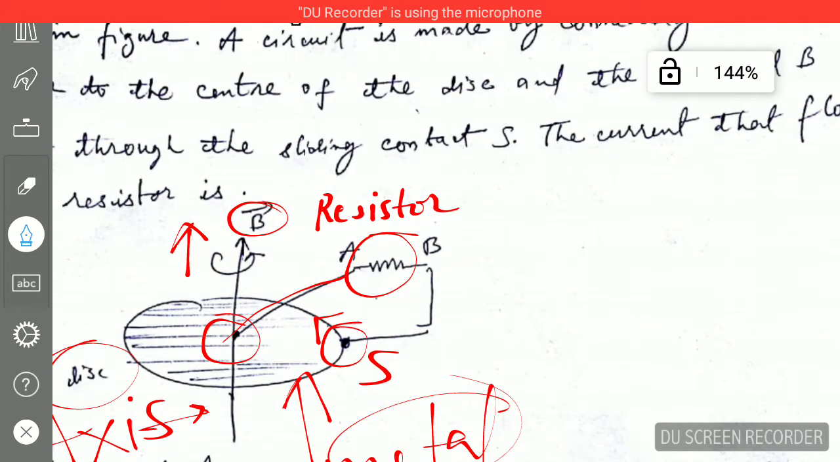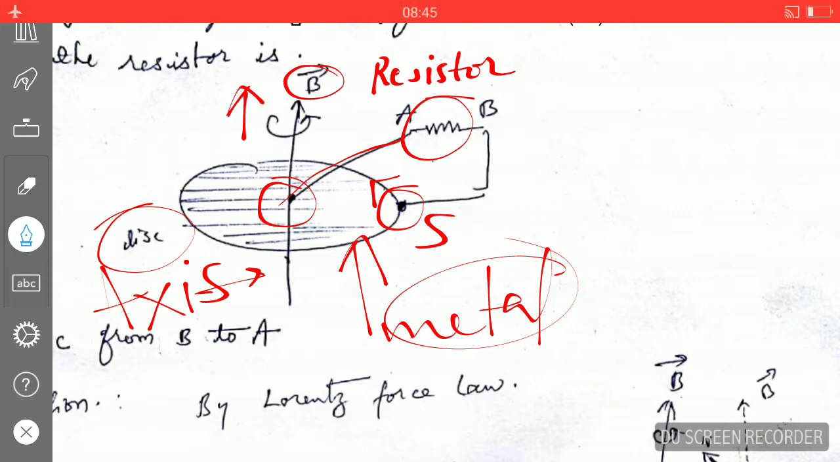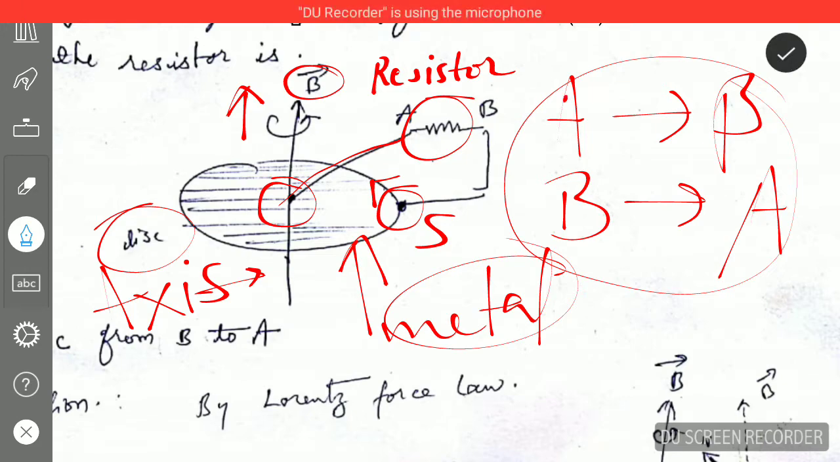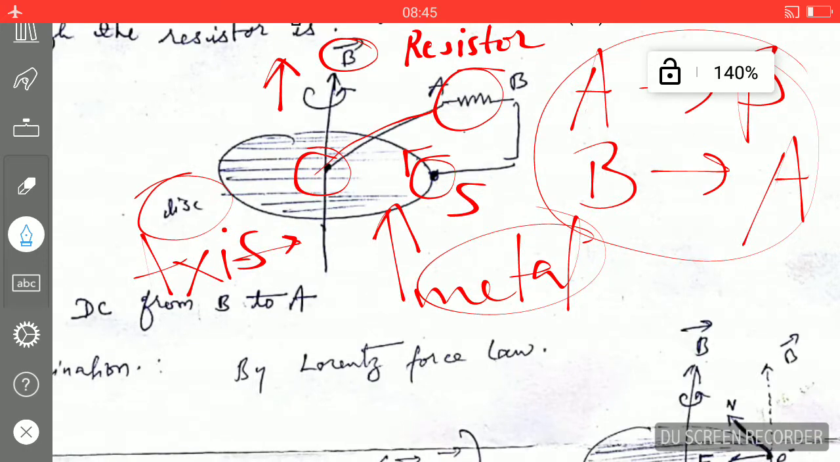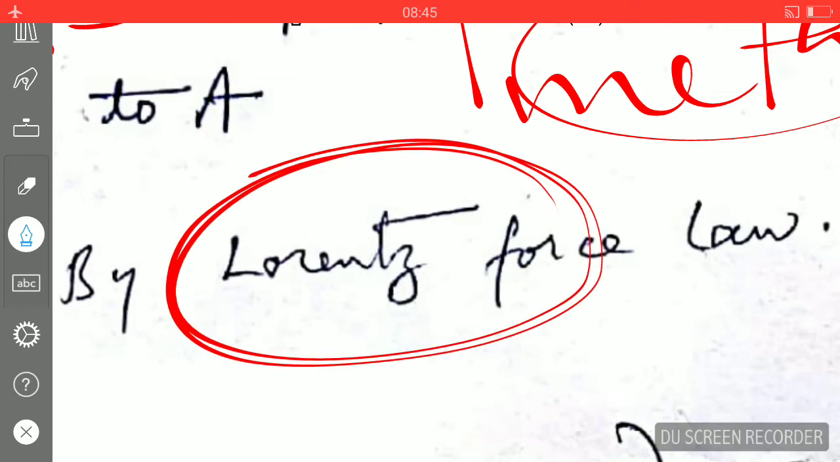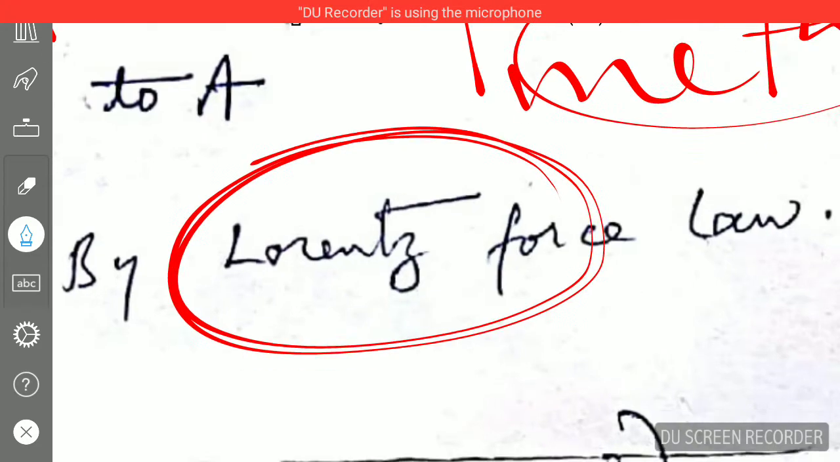They ask how the current will flow, the direction of the current, whether it will flow from A to B or B to A. So let's see how to solve this question. It is quite easy, and it is based on the Lorentz force.